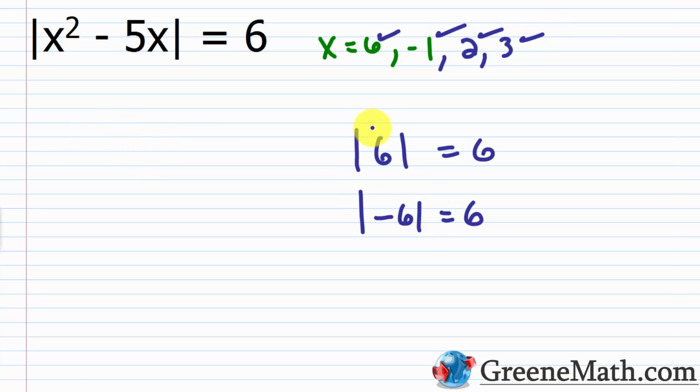So in this scenario, again, we want the inside of this absolute value, that expression, to evaluate to either 6, that's this scenario here, or negative 6, that's this scenario here. Either way, we'd end up with an answer of 6. So 6 equals 6. So our solutions here are correct.